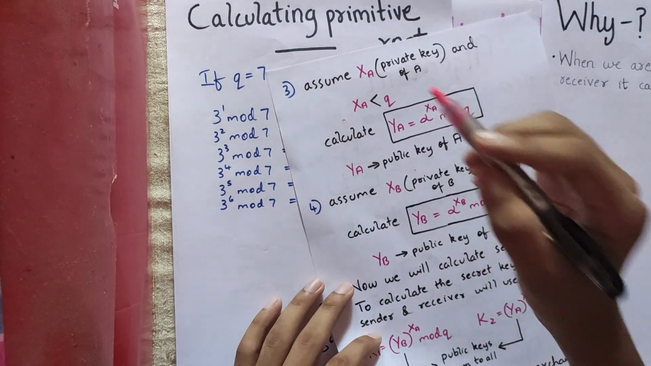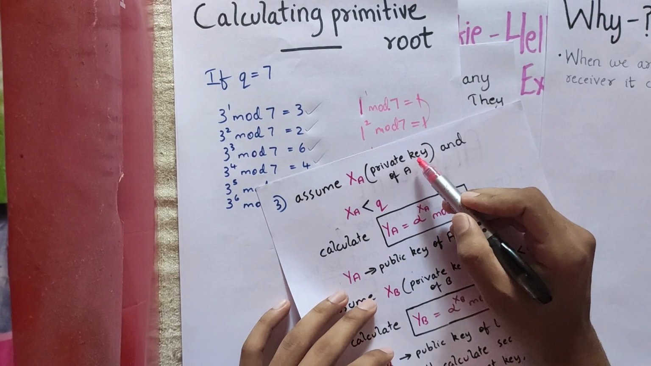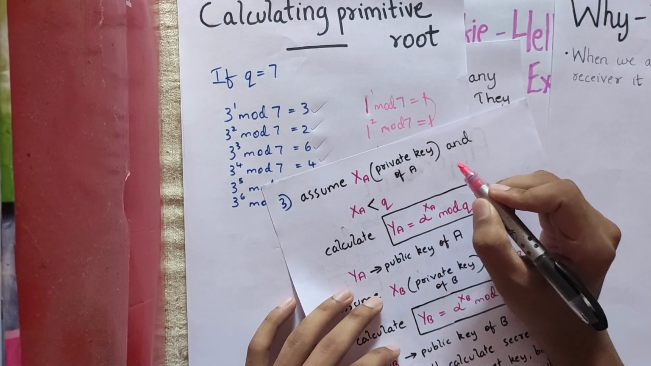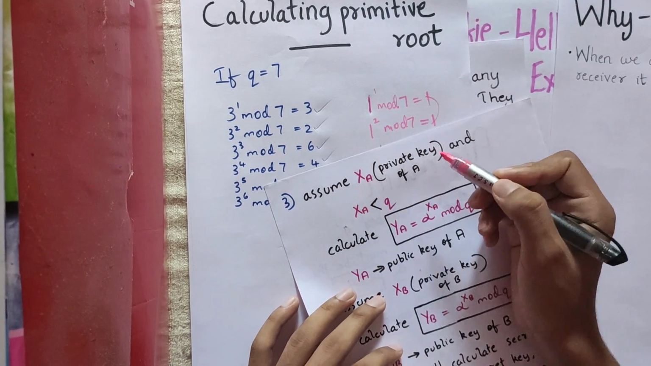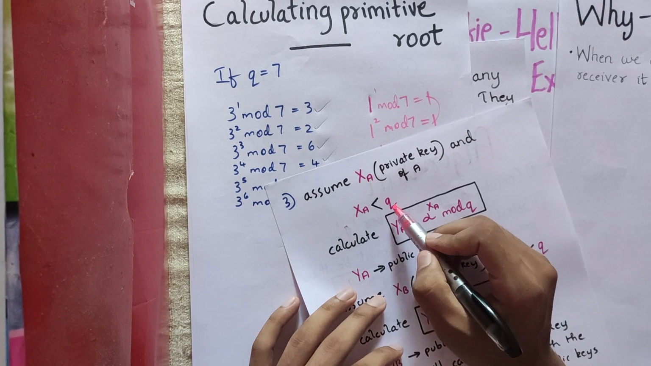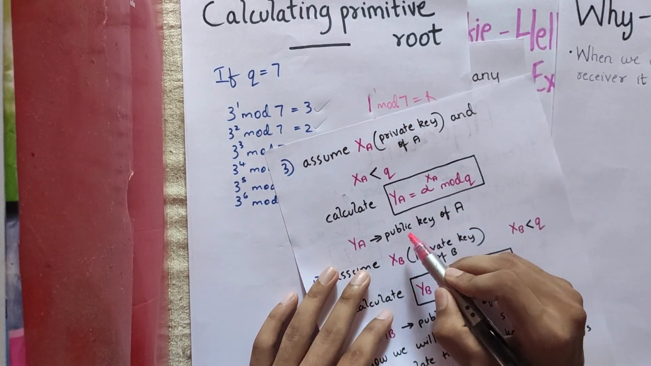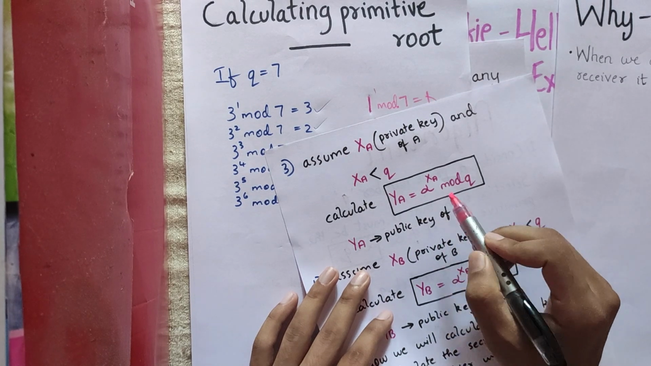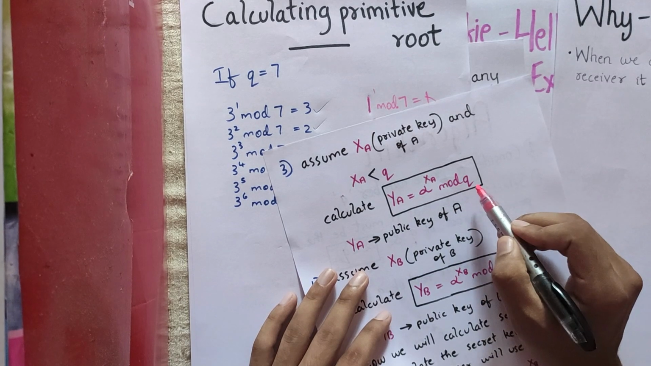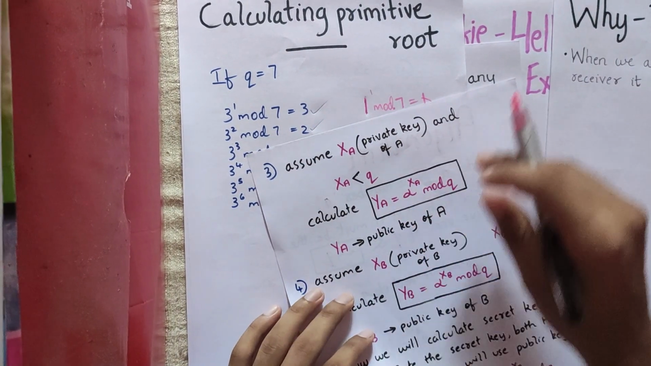The next step is to assume xa, the private key of A. The first person is person A, and xa is the private key of person A. It should be less than q. Then we should calculate ya, the public key of A. That is calculated by the formula alpha raised to xa mod q. So I think I can show an example.